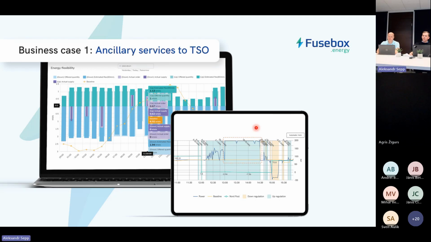Yes, it's integrated to the TSO. Since the Baltics are our, let's say, motherland playground from the very beginning, we have integrations with all Baltic countries. We have integration with the TSO of Finland and Sweden. Right now, we are working on integration to the TSO of the Netherlands and Denmark.